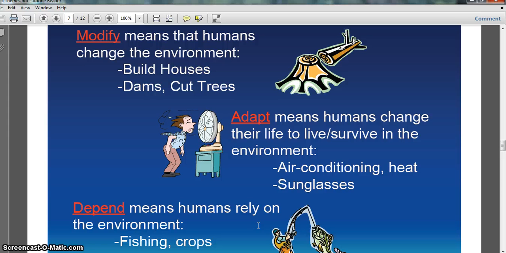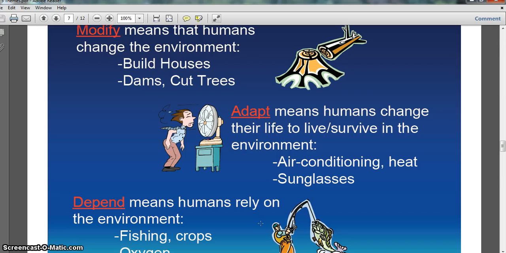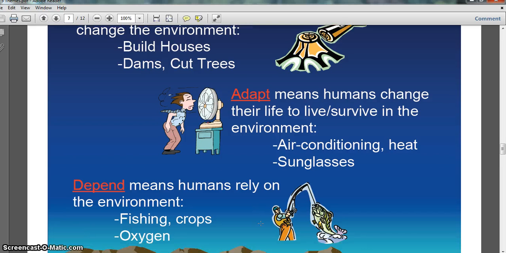Humans must also adapt because of the environment in order to survive or live. That is, they must have air conditioning, or so we think, because we get way too hot in the summer. We like to turn on the air conditioning. In the winter time, it gets really cold, so we like to turn on the heat. When you go outside, if it's bright and sunny, you might put on sunglasses. These are all great examples of how humans adapt to meet their environment needs by living and surviving.